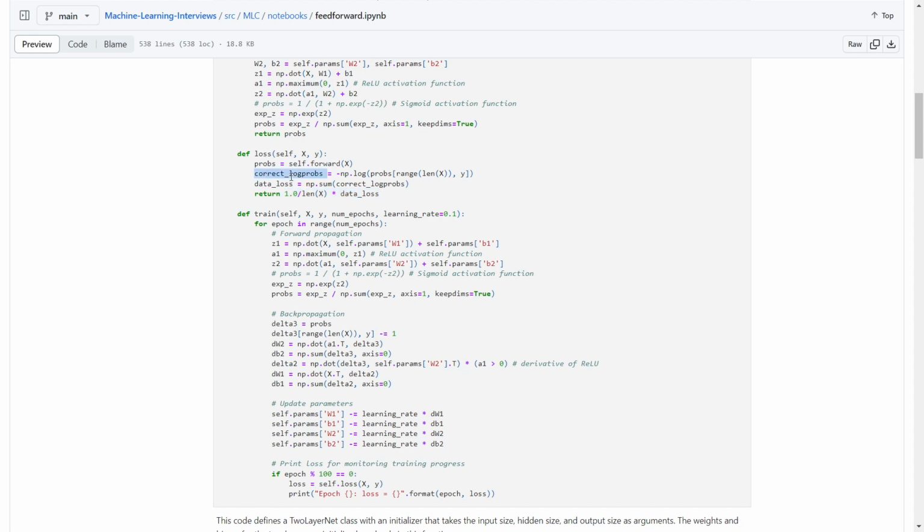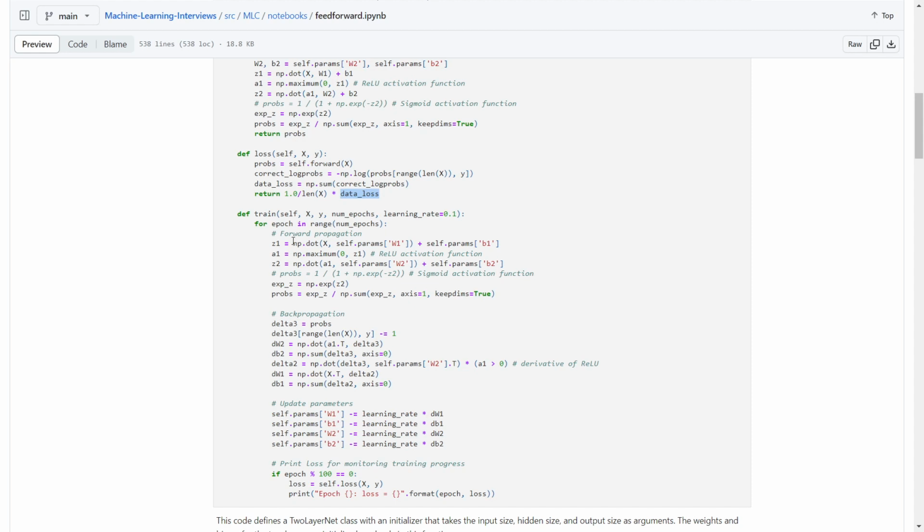And for that we're using log probabilities. We take probabilities, take logs of those probabilities, sum up those logs, and then divide by the number of inputs that we had, so that we get a loss for each input node that we had.